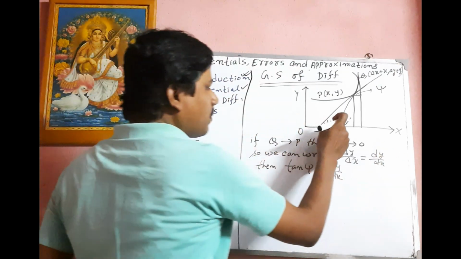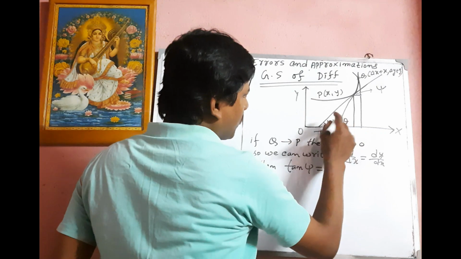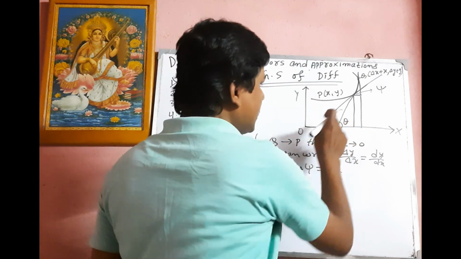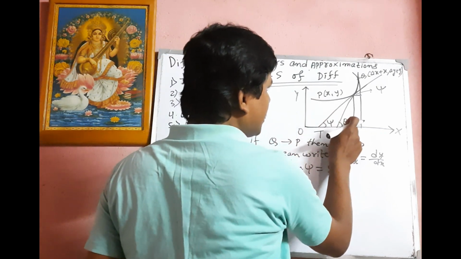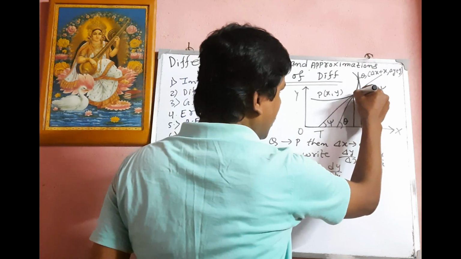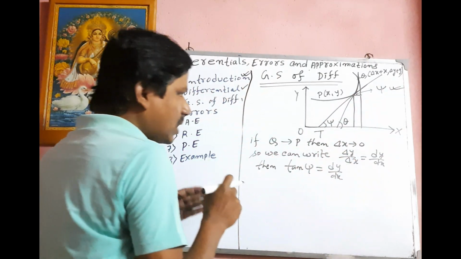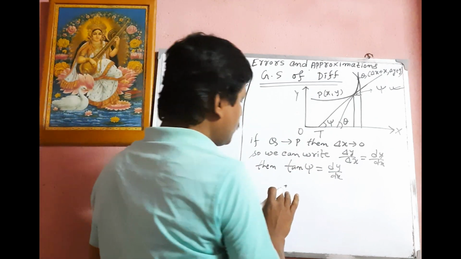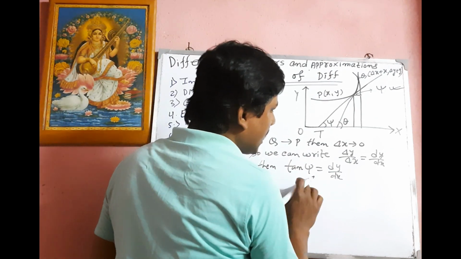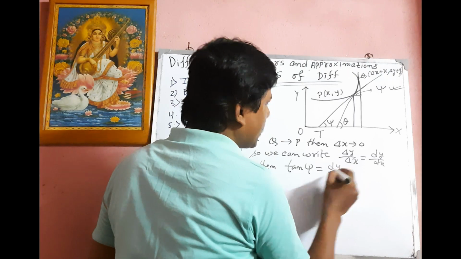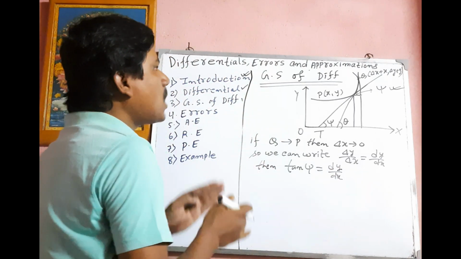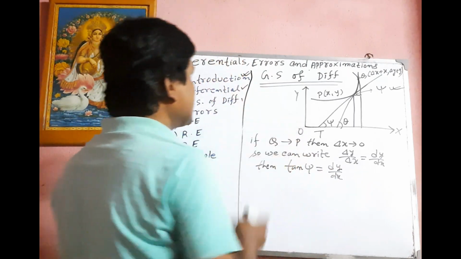From the diagram we can see this angle is called psi, and this is theta, and this angle is also psi. Then we can write, by the diagram, tan psi is equal to dy by dx. This is the geometrical significance of differentials.